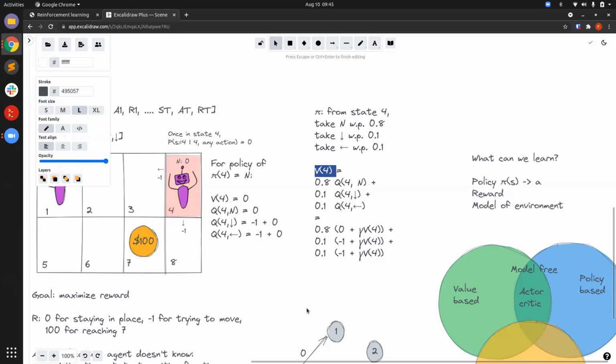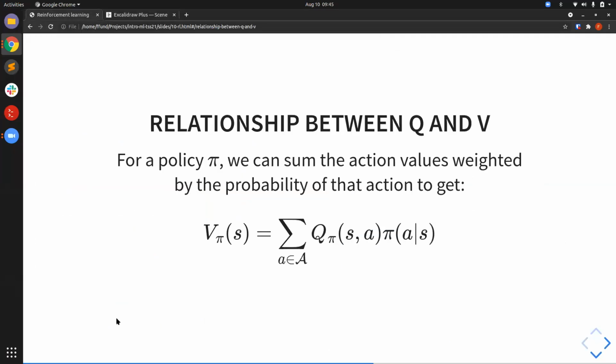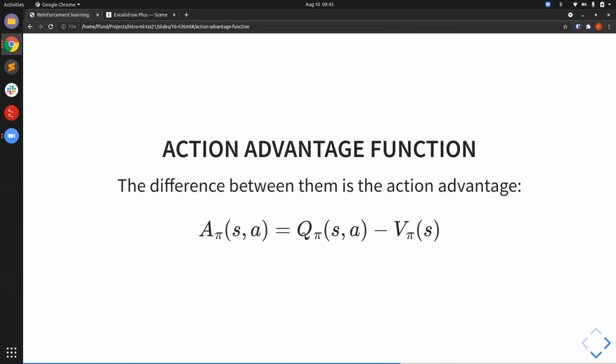So this is all very recursive. And how do we compute this? Well, okay, we'll get there. So we have our value functions. Now we have both a state value and an action value. The state value is V, the action value is Q. We can also talk about the difference between them. This is what's called the action advantage A.